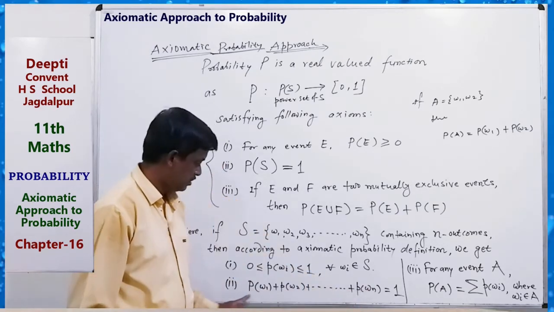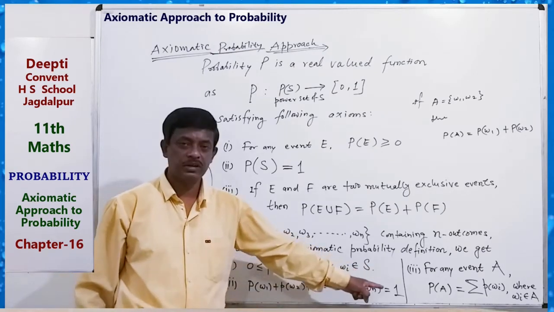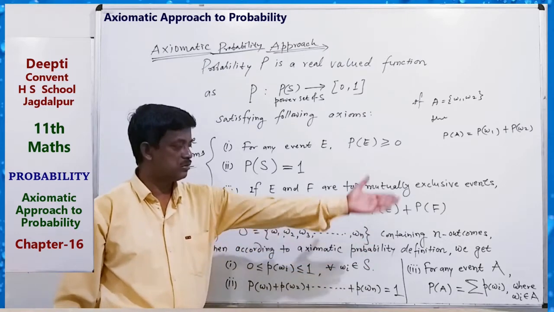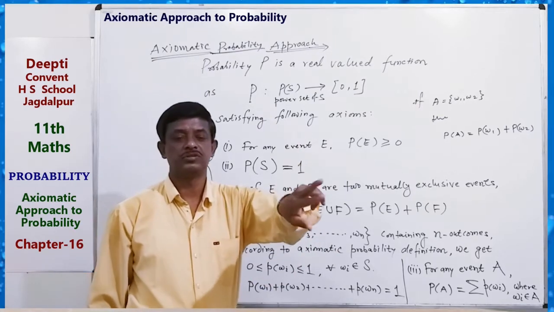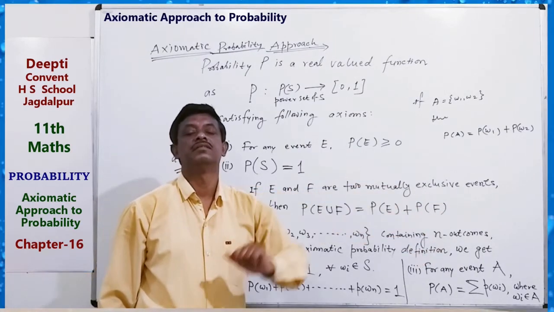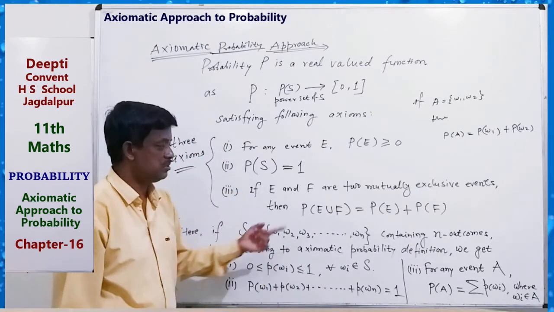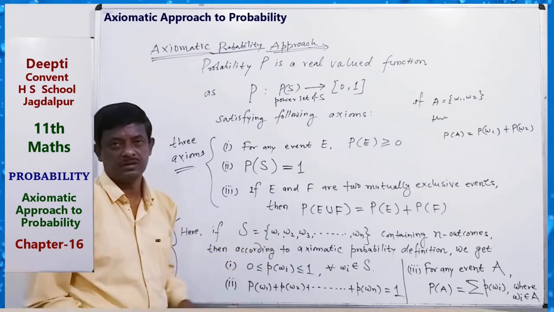Probability: the total probability is equal to 1, and for any event A the probability is defined as the sum of P(omega i), where omega i are the sample points which are in the event A, because an event is a subset of the sample space. So A can contain a single element, 2 elements, 3 elements, 4 elements and so on.